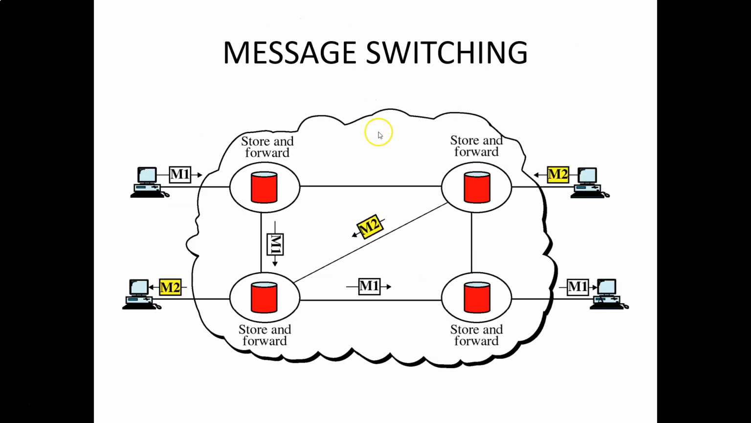Next is message switching. In message switching, the data will be in the form of a message. It will get stored and forwarded by each node, so here it will be buffering. If the data has to be sent from here to this device, in each node it will wait. If the next path is clear, then it will move forward. Otherwise it will get stored here. When the path is clear, then it will move forward. So that is the concept of store and forward.